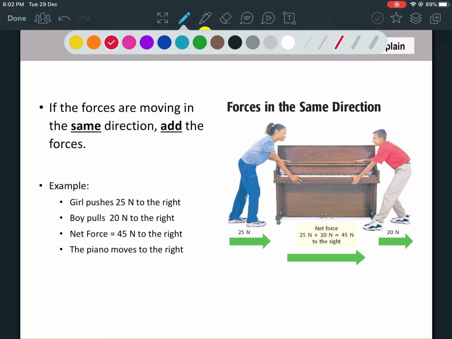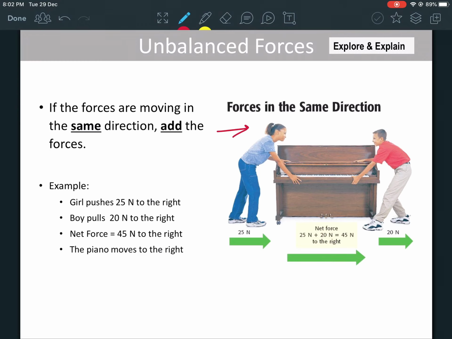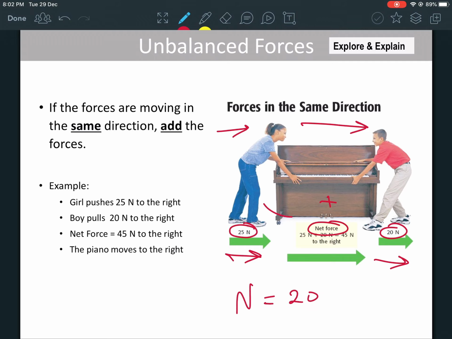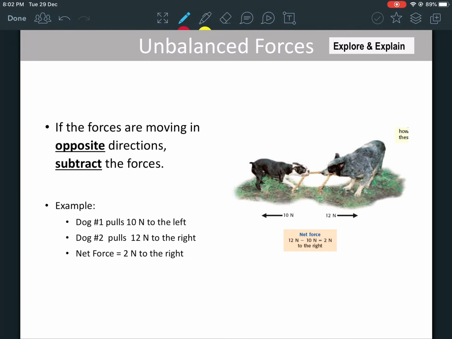Okay, look at this example. The girl is pushing the piano this way at 25 newtons. The boy is pulling it this way at 25 newtons, but they're both going this way. So they're both going in the same direction, so we add their forces. So the net force on the piano would be 20 plus 25. It would be equal to 45, as you can see here, and the piano would move in which direction? To the right.